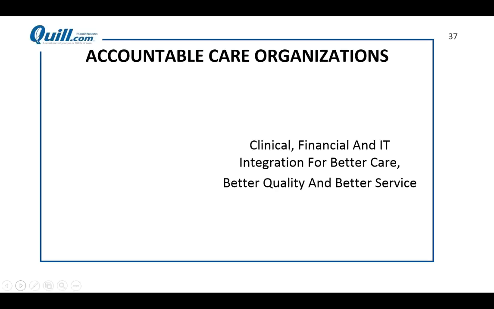So I'm going to pull all this together that we've been talking about and talk a little bit about accountable care organizations. And there's a lot of talk about them. There's a lot of fuzziness, if you will, around the definitions. So let's try to bring some clarity around it. And I think you'll see some repetitive themes from what I've talked about up till now. But really what we're looking for is clinical, financial, and IT integration for better care, better quality, better service. So that's kind of the tagline as far as accountable care organizations go.